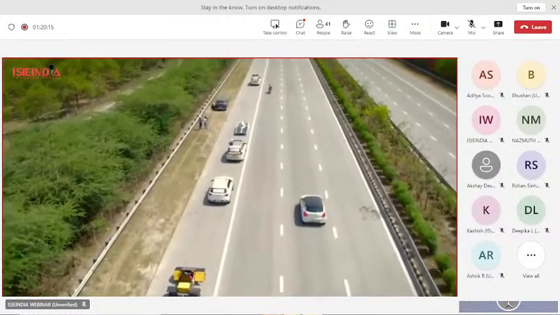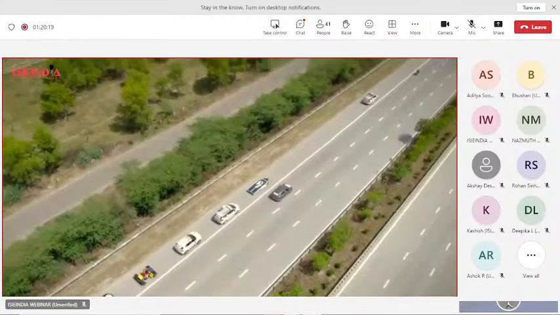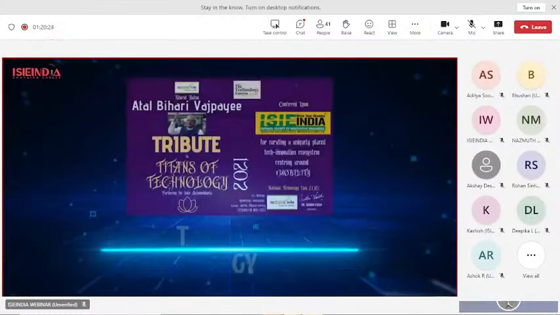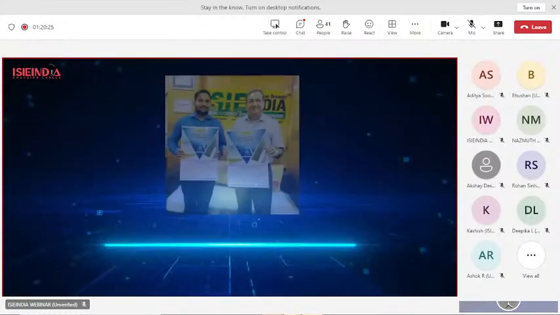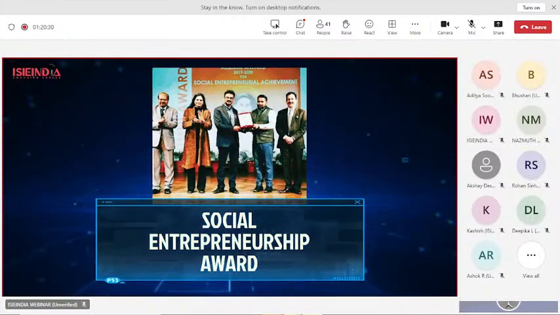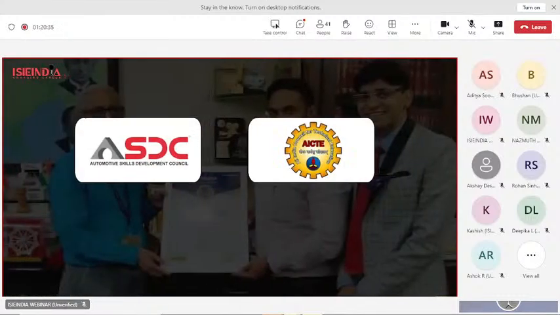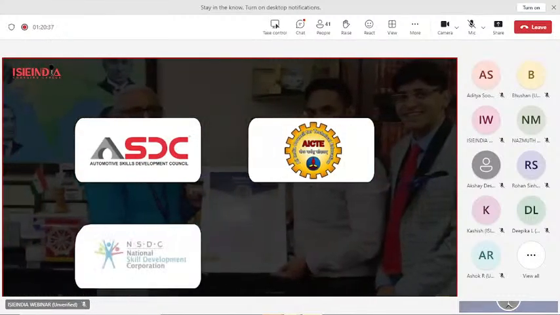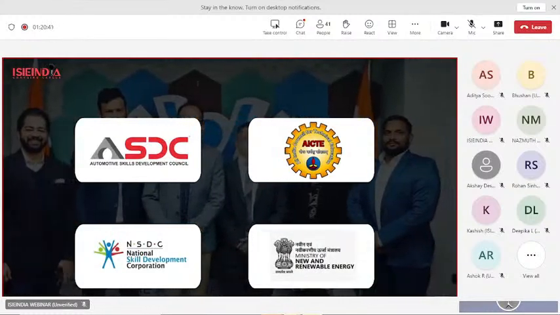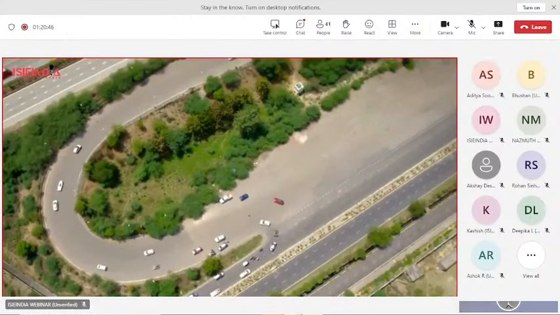For our contribution towards building a sustainable way forward in EV, we have got recognitions such as the National Youth Award from Ministry of Youth Affairs, Government of India, Titans of Technology Award, Indian Star Award from Earth Day Network USA, and the Social Entrepreneurship Award. And we have also joined hands with Automotive Skill Development Council, All India Council for Technical Education, National Skill Development Corporation, Ministry of New and Renewable Energy, and various automotive industries, which validate our global impact and commitment towards excellence.